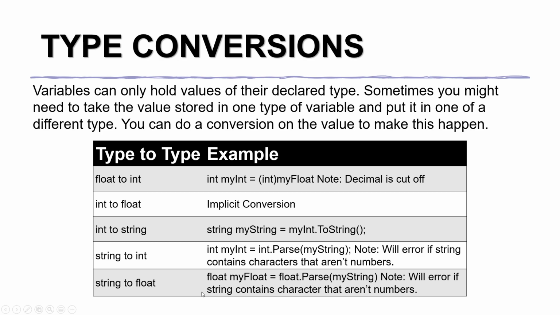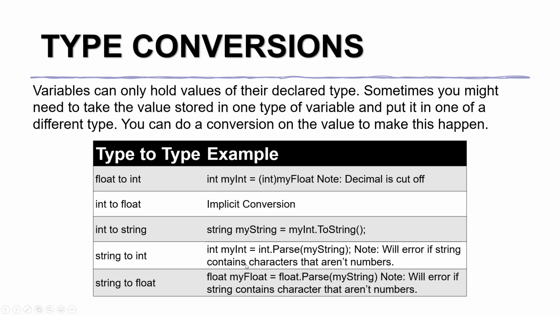Int to string. This means that you want to put an integer into a string variable. So if you have your string variable here, to turn it to a string, you set it equal to my int, that integer variable, dot ToString parentheses semicolon. This will take that number and convert it to a string to be stored into here.